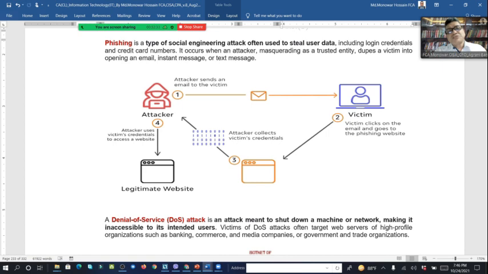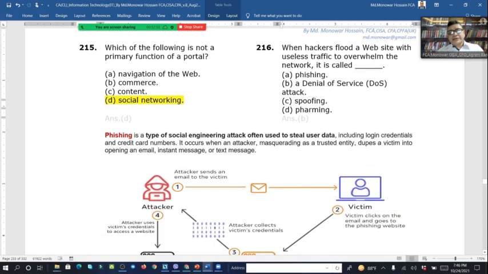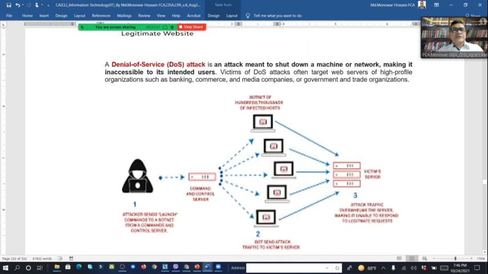So phishing হচ্ছে এমন একটা জিনিস যেটার মাধ্যমে আমার একটা মেইল আসলো, সেই মেইলটাকে আমি যদি ক্লিক করি, এর মাধ্যমে সে সফটওয়্যারে অথবা আমার সবকিছু হ্যাক করে নিয়ে যেতে পারে। Another one, look here, a denial of service DOS attack. So what is that? Look here. A denial of service attack is an attack meant to shut down a machine or network, making it inaccessible to the intended user.